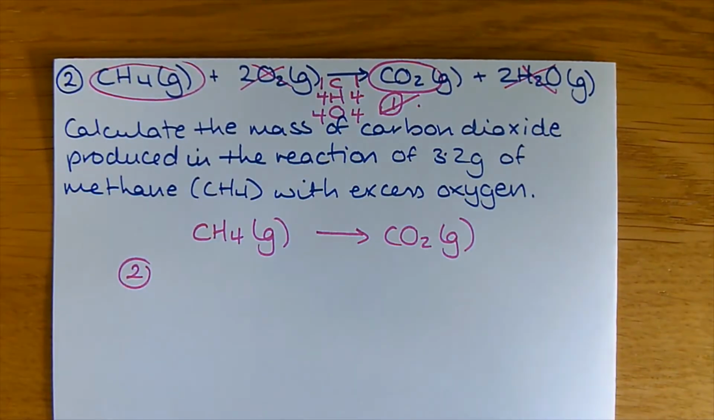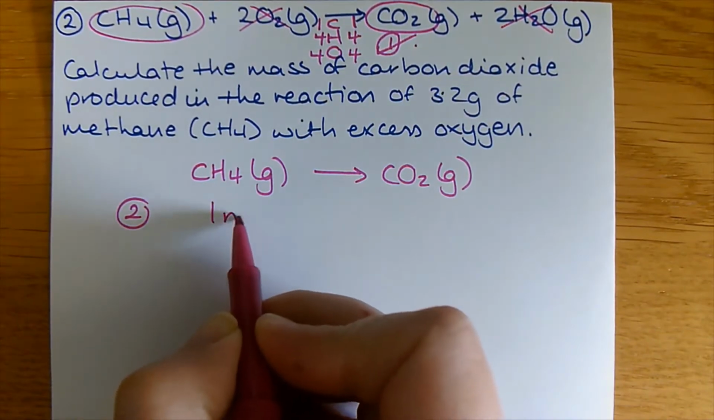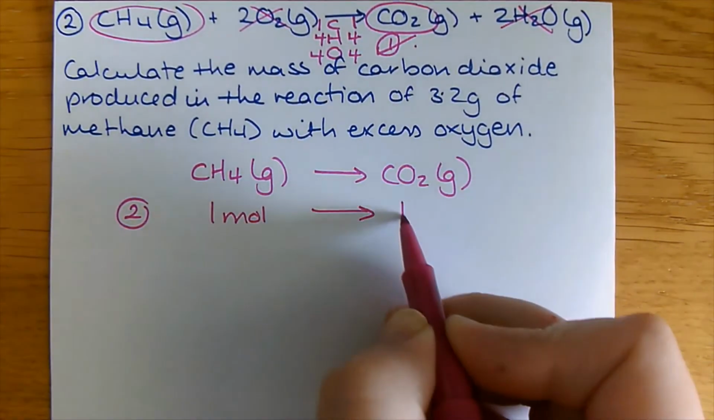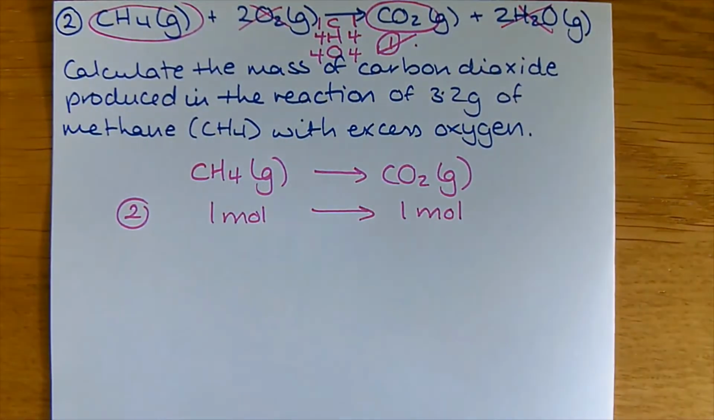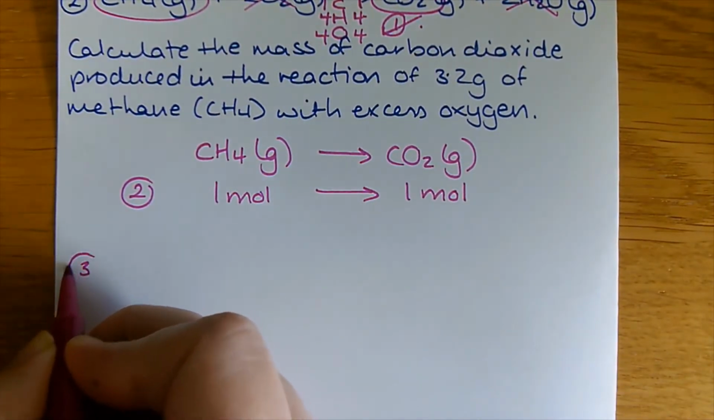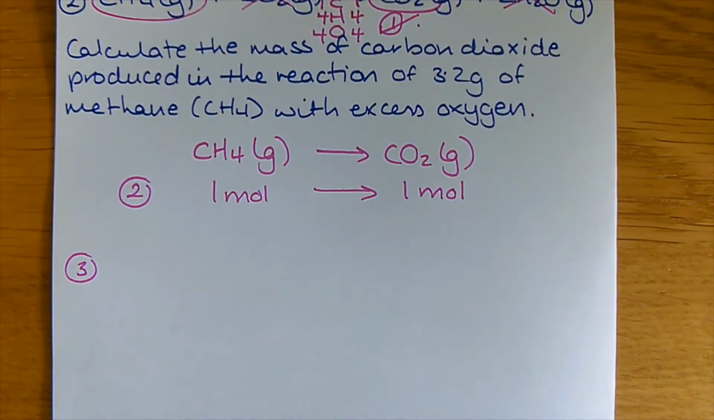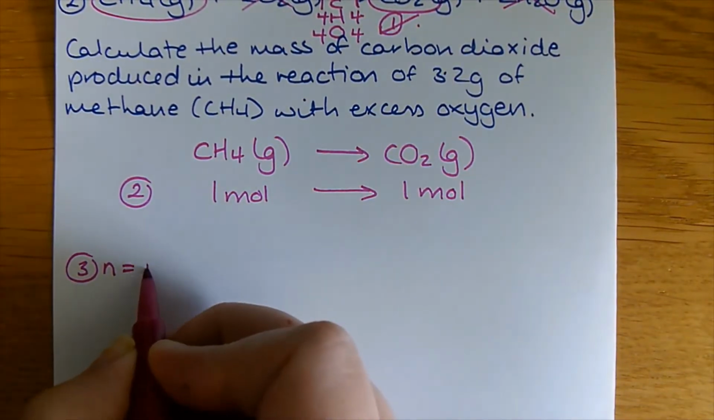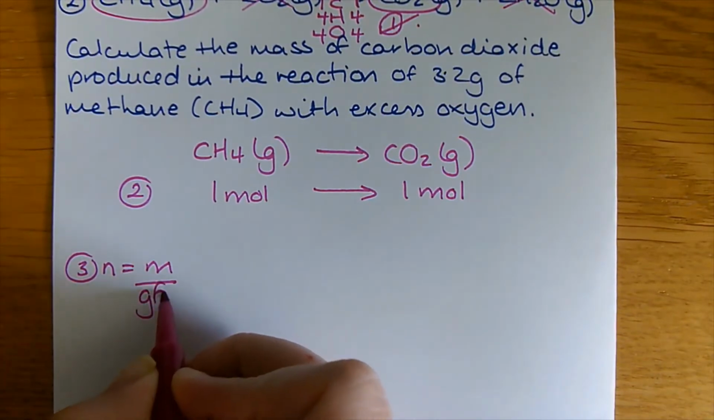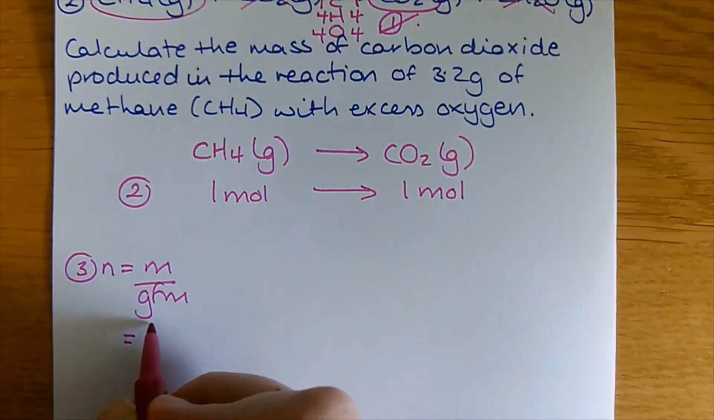Our second step is looking at our mole ratio. We can see here that it is a 1 mole to 1 mole ratio. For our third step, we have to work out the number of moles that we actually have. Number of moles equals mass divided by gram formula mass. The mass of methane given to us in the question is 3.2 grams.